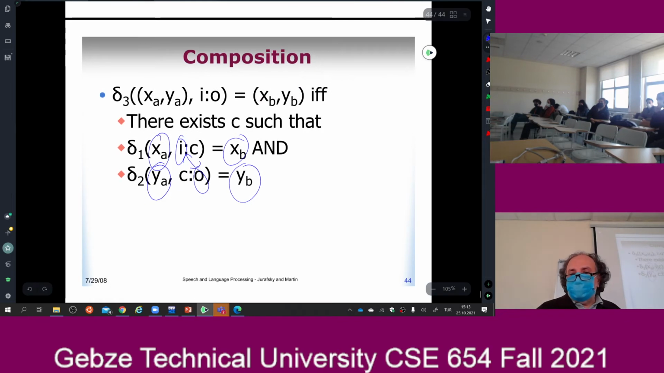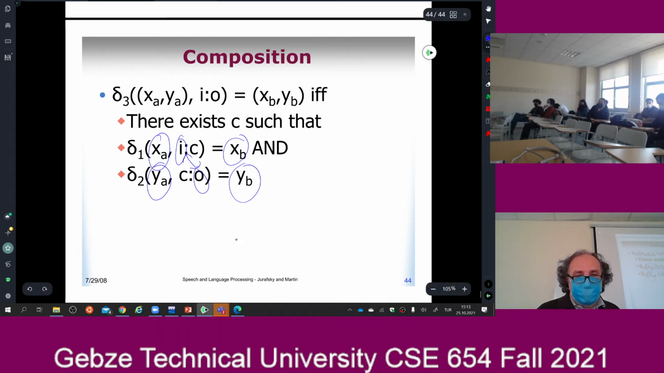We talked about the composition, and I think I will go back to my slides and let's talk about Turkish finite state automata and Turkish orthographic rules. Any questions?